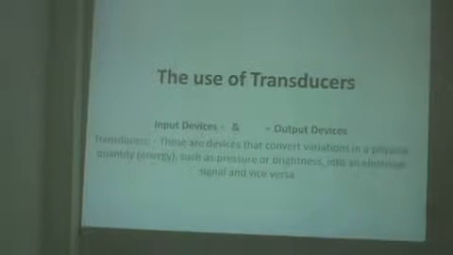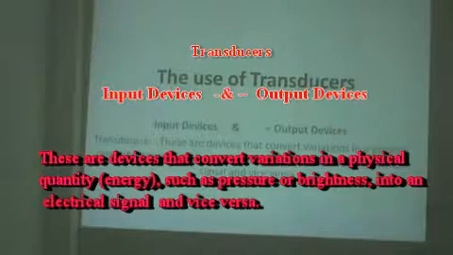These transducers are devices that convert variations in physical quantity. Variation simply means you put the various energies into one basket. So variation such as pressure, brightness, into an electrical signal and vice versa. Vice versa simply means the opposite way.